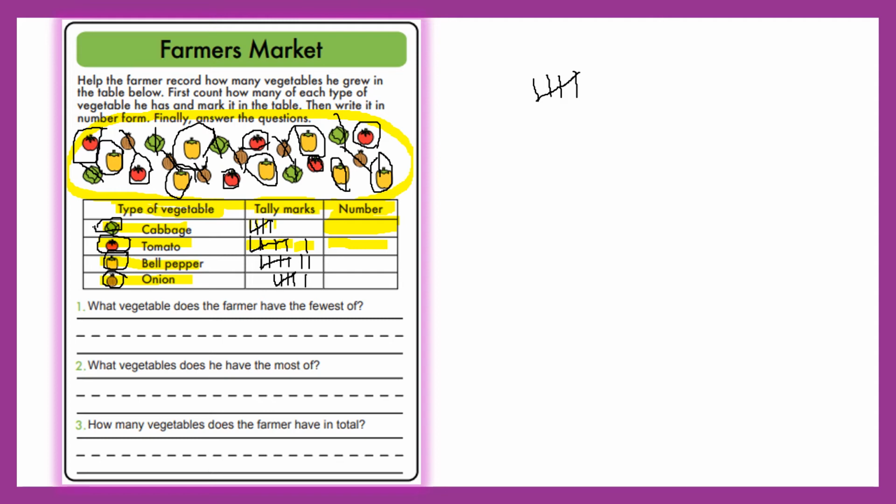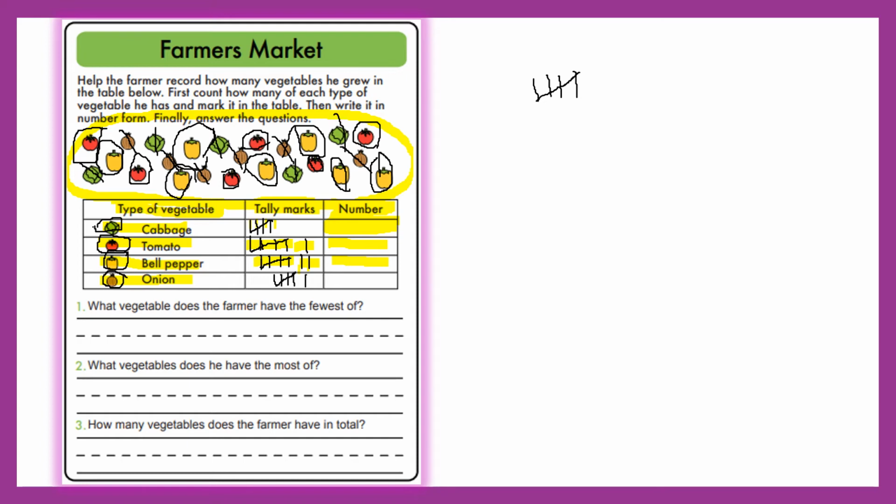All right, move down to the bell peppers. And we know right here we have how many is that group? That tally group together is 5. So 5 and 2 more. 5 and count on 5, 6, 7. So over here, write your number of bell peppers, which is 7.